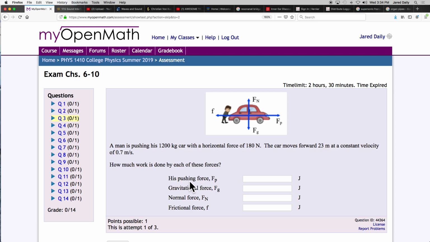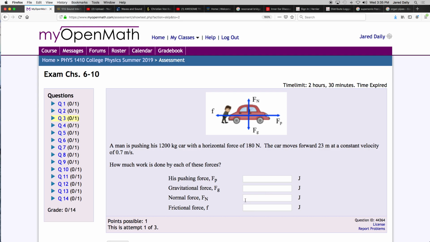And it wants to know what is the work done by each of the forces. The work done by the pushing force: the work is equal to the force times the distance that it moves in that direction of the force, right? And since it's moving in the direction of the push, you take 180 newtons, multiply it by the distance, which is 23 meters, and you're done. For the gravitational force, does the car move up and down? No. Work equals force times distance, and if it doesn't move in that direction, then what is the work done by the gravitational force?